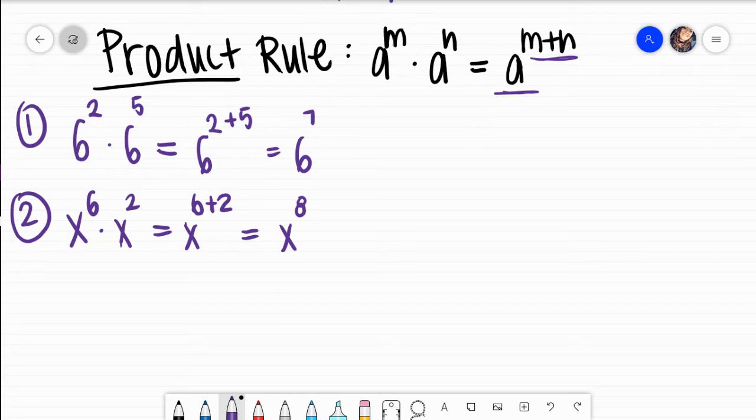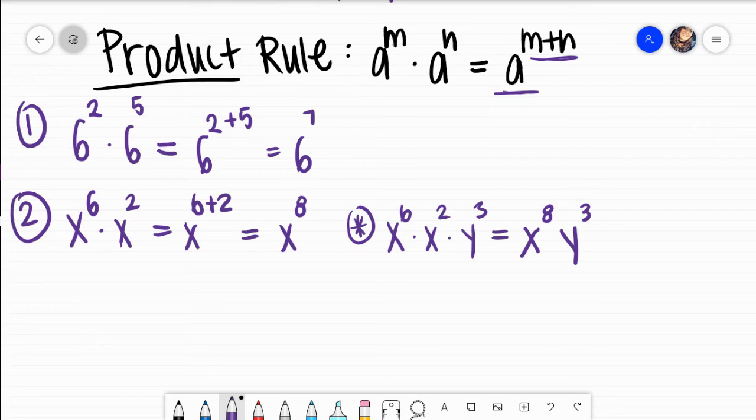I'm going to do a little side example that I wasn't going to do. Say the problem looked like x to the 6th times x squared times y to the 3rd power, y cubed. If you notice, your x's are the exact same variable. You can apply the product rule here. You can keep and add. Your y cubed is not an x. It cannot be added with the other x's. It would just stay y cubed. Okay?